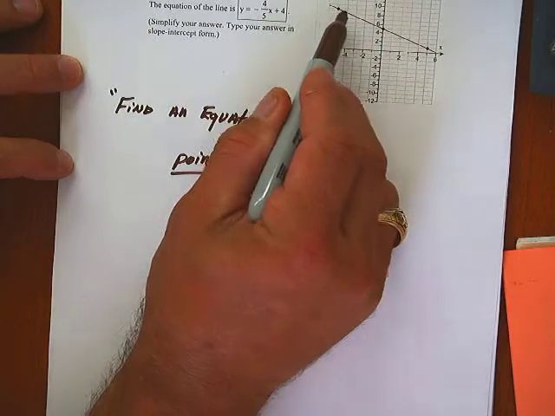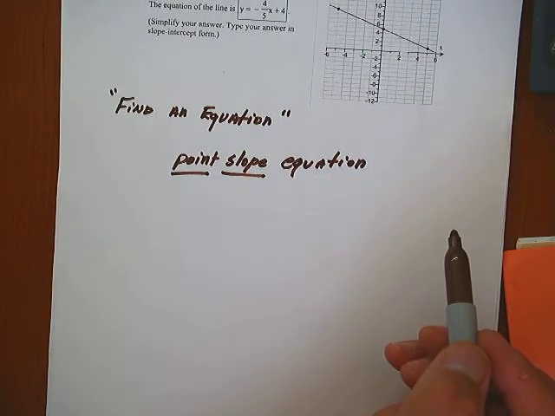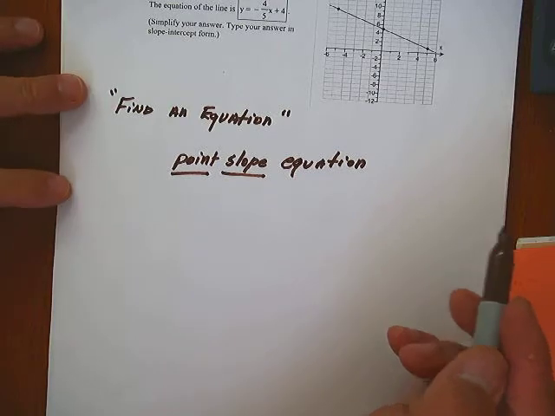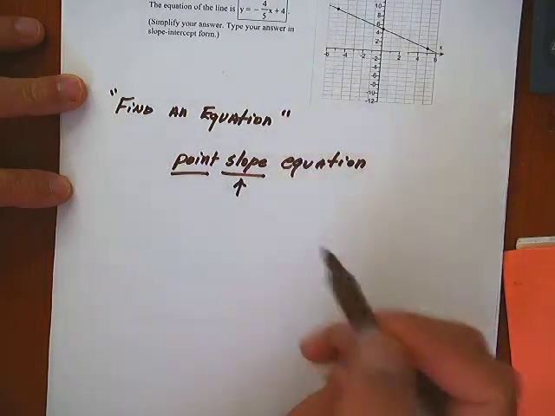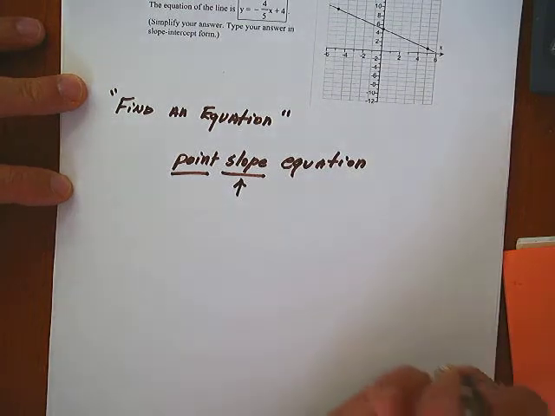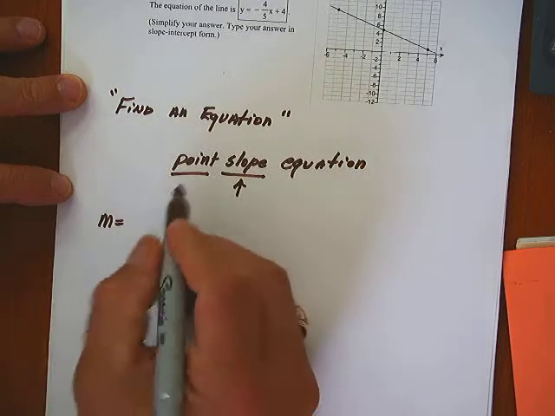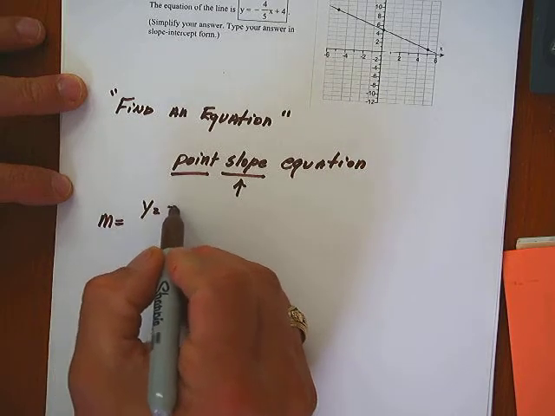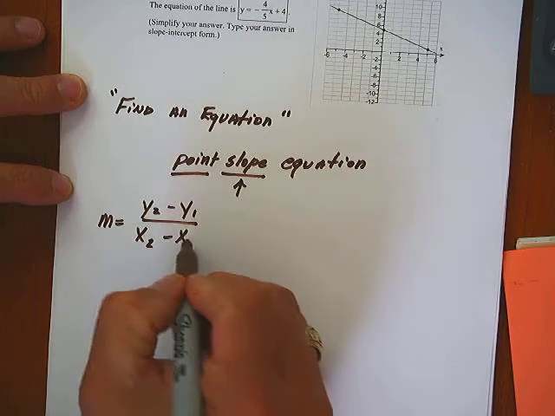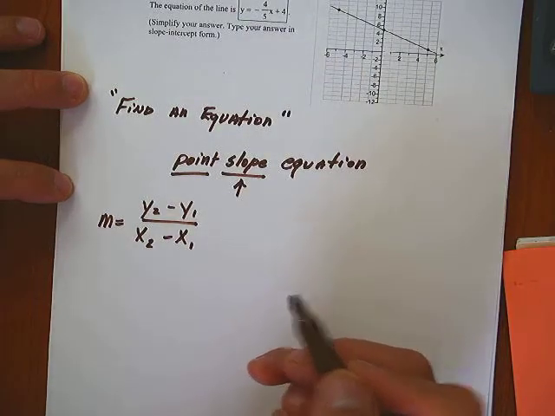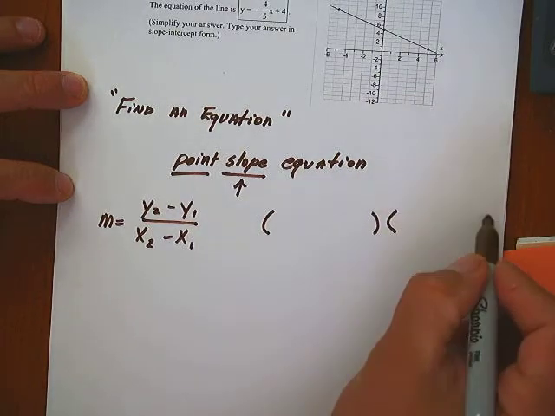Well, first of all, let's look at our graph. They have 3 points here. So we're going to use 2 of them to find the slope, because we got to have the slope before, and we got points, so we got to have the slope. We got to calculate the slope. And to calculate the slope, m is equal to y sub 2 minus y sub 1 over x sub 2 minus x sub 1. And let's go ahead and get our points. It doesn't matter which ones you pick.